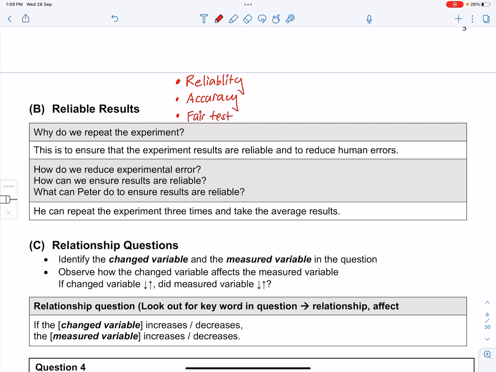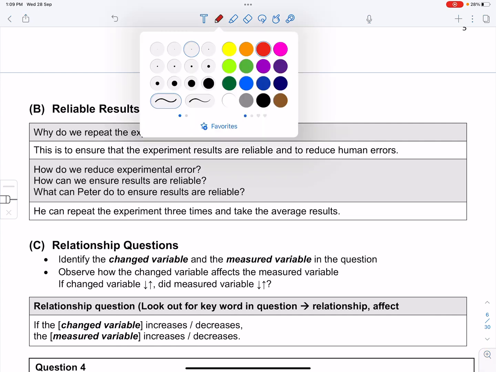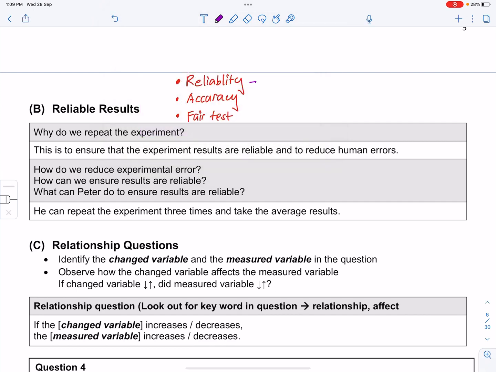Okay? Now, these are the three things that students often get mixed up. They don't quite get it. Okay? So, reliability talks about how many times you can get the same results. It talks about getting similar or same results, the ability to do that.